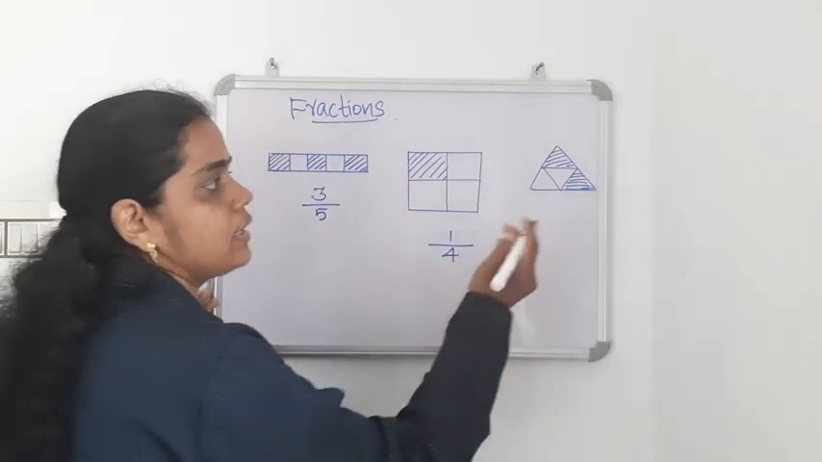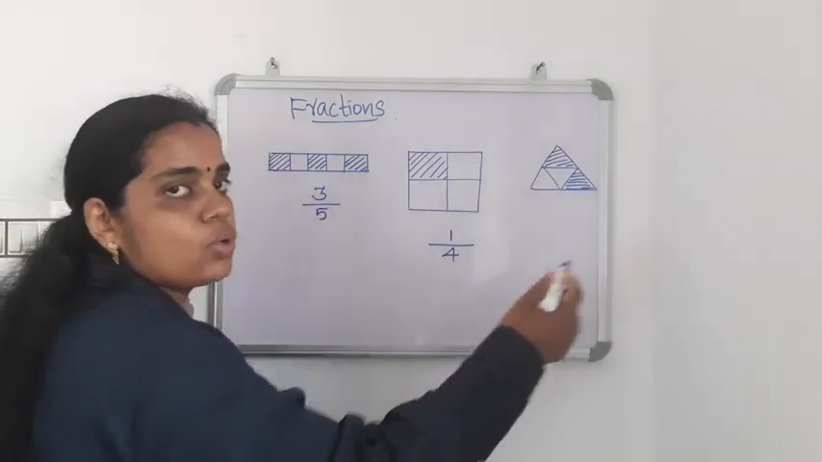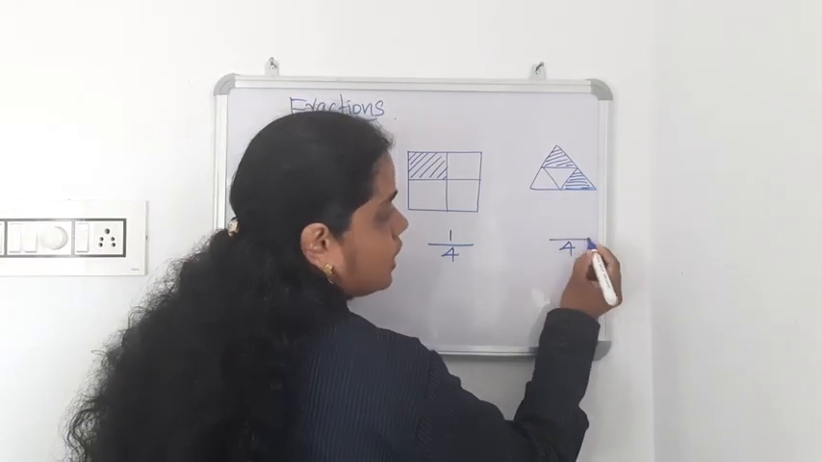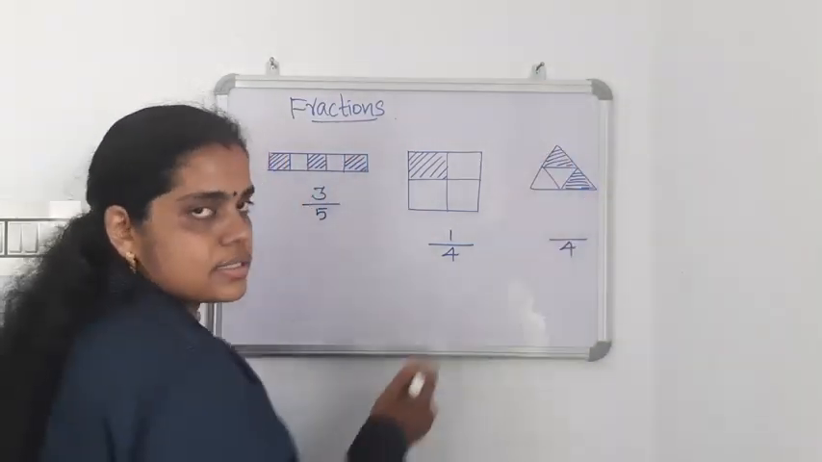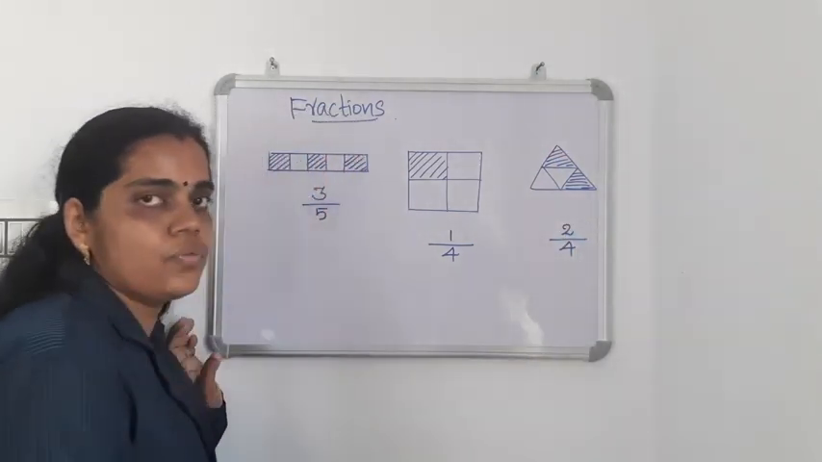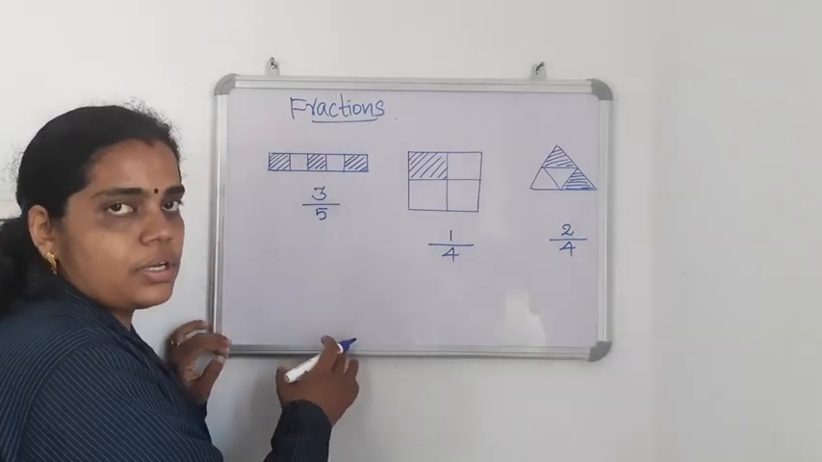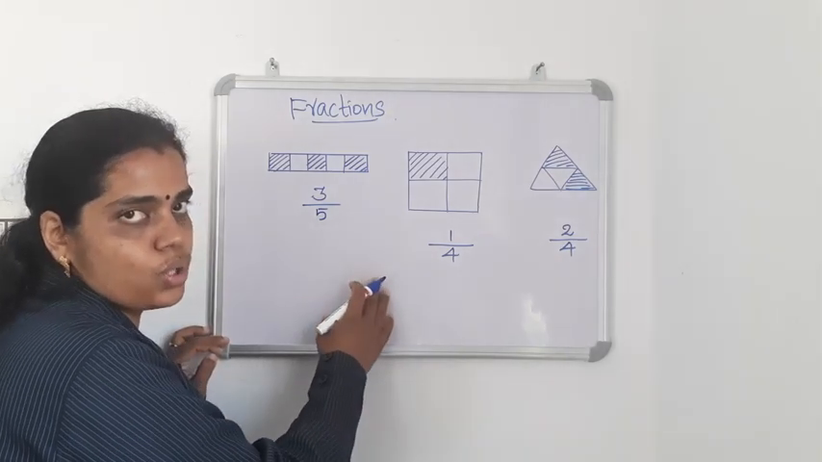Okay. Then in the third picture, 1, 2, 3, 4. 4 equal triangles are given. Out of these 4, 2 triangles are shaded. So its meaning is 2 by 4. So from this you will get an idea about a fraction. Fraction means a part of a whole.